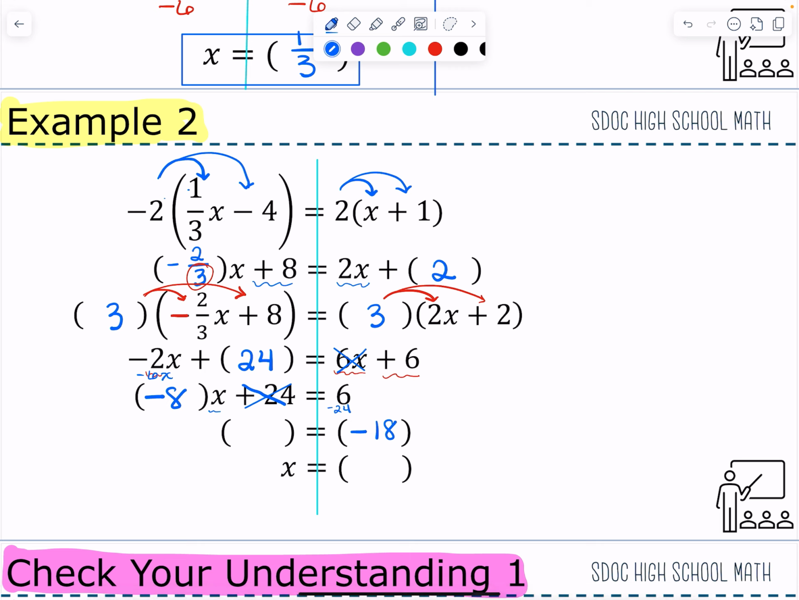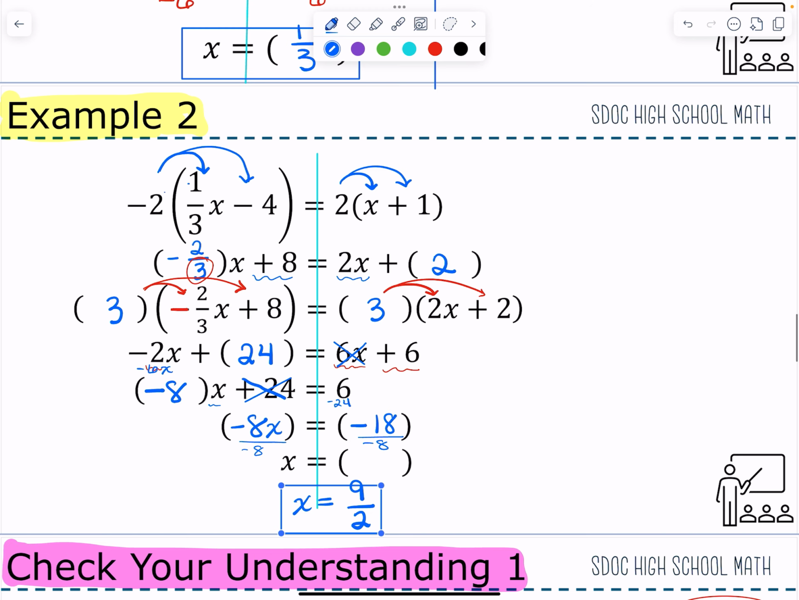On this side, we still have negative 8x. Now to get x by itself, I have to get rid of the negative 8. How do I get rid of the negative 8? Well, now I have to divide by negative 8. Divide by negative 8, and I get x equals, negative divided by a negative is a positive, so we have x equals positive 9 over 2. Okay? All right. So that's it for this one here.